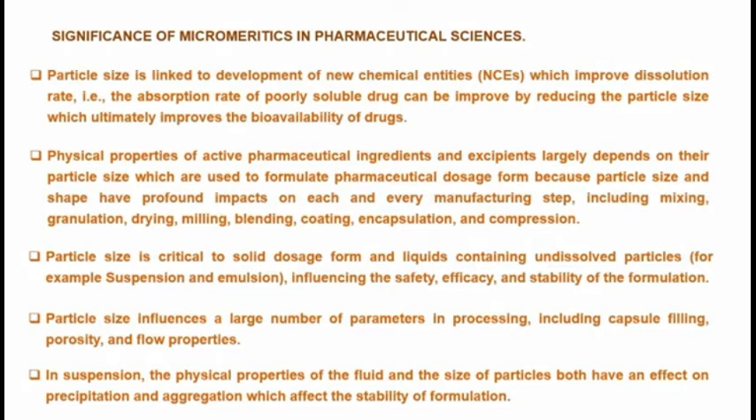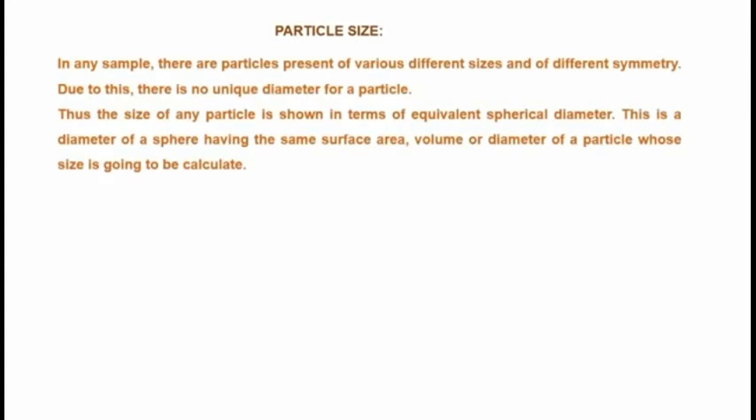The disadvantages of microscopy are: first, the diameter is obtained from only two dimensions, length and breadth. Second, no estimation of the depth or thickness of the particle is available. Third, the number of particles that must be counted to get a good estimate of the distribution makes the method slow and tedious. The second method is sieving.